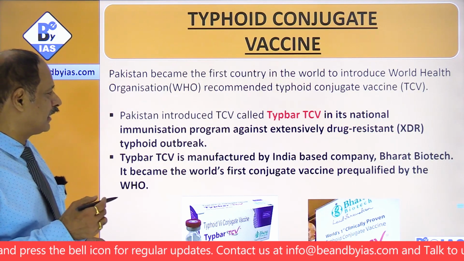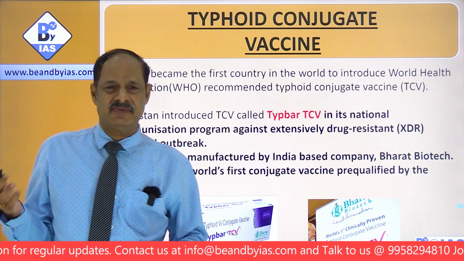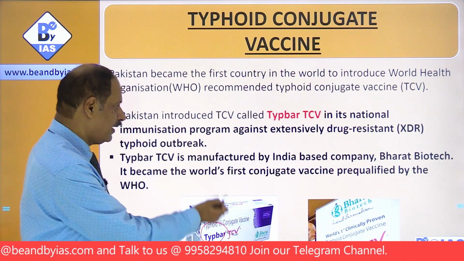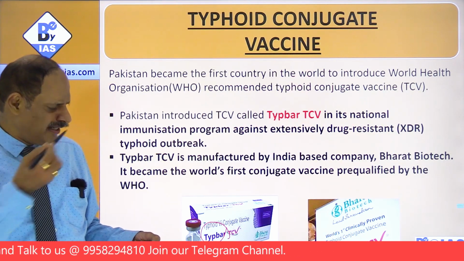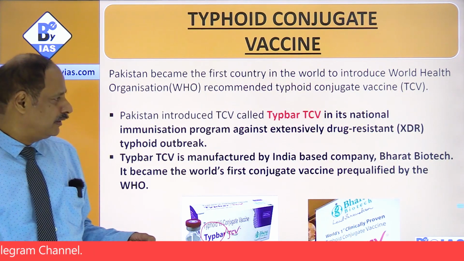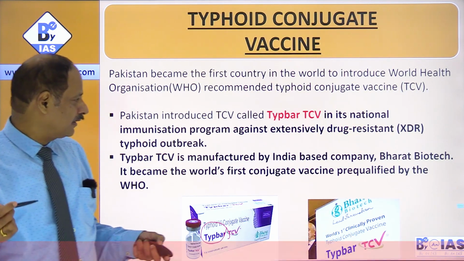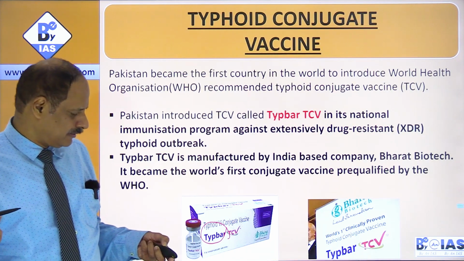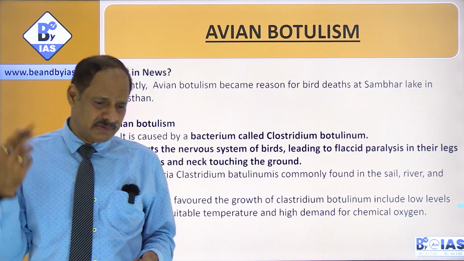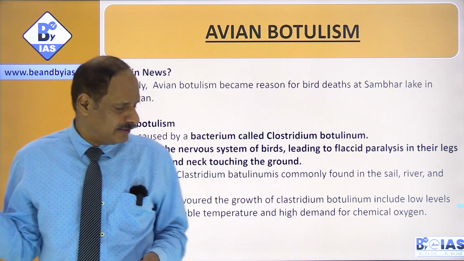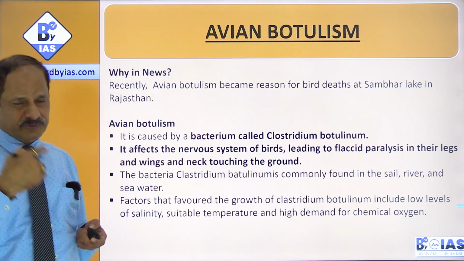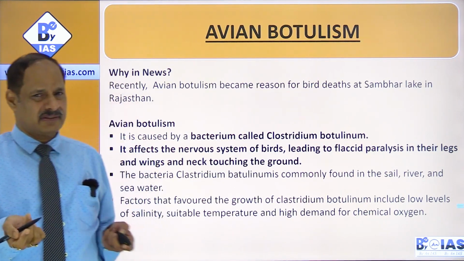And then the typhoid conjugate vaccine. This has been developed by Pakistan. You can see this is Typbar. And India also, Bharat Biotech has developed this. So this is quite a landmark discovery. So this could be a question. Then avian botulism, you know that in the Sambhar Lake there were a lot of deaths of these birds, and this is because of this particular disease. So this disease also becomes important in that context.